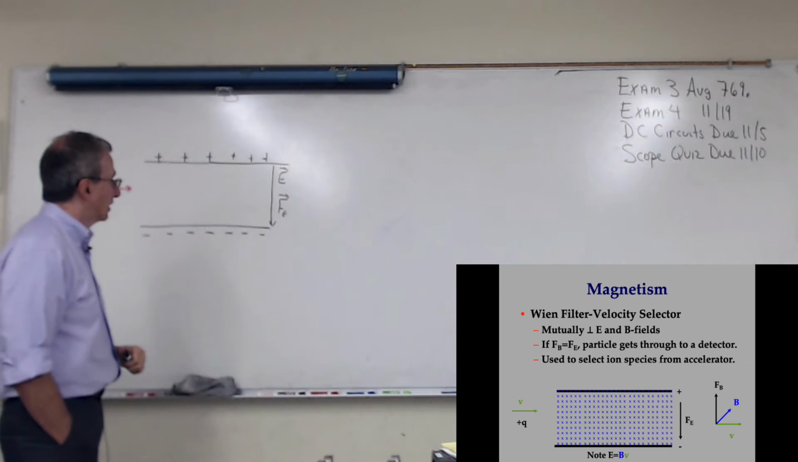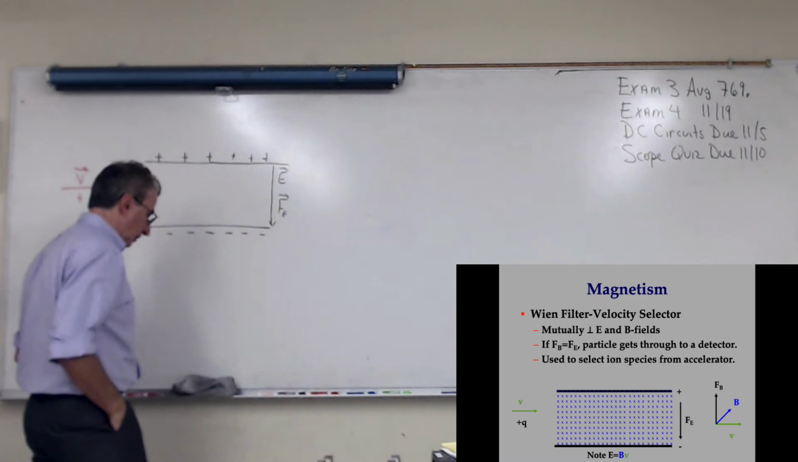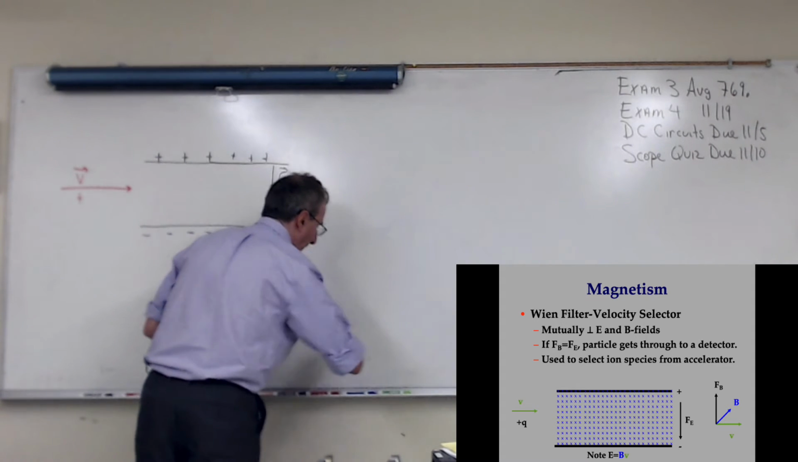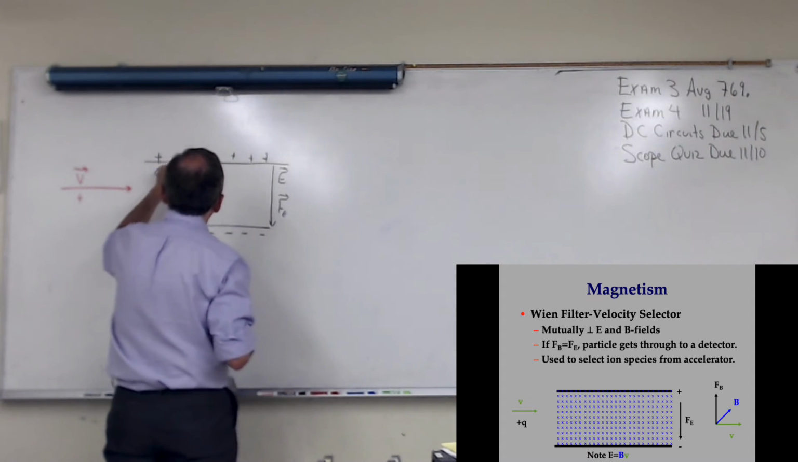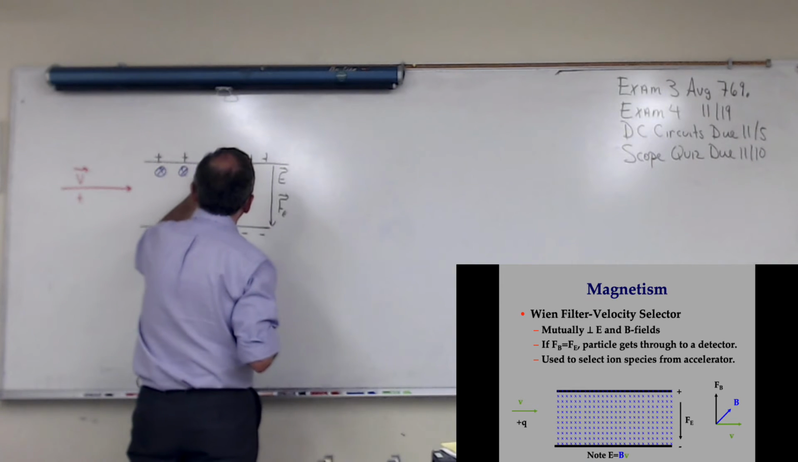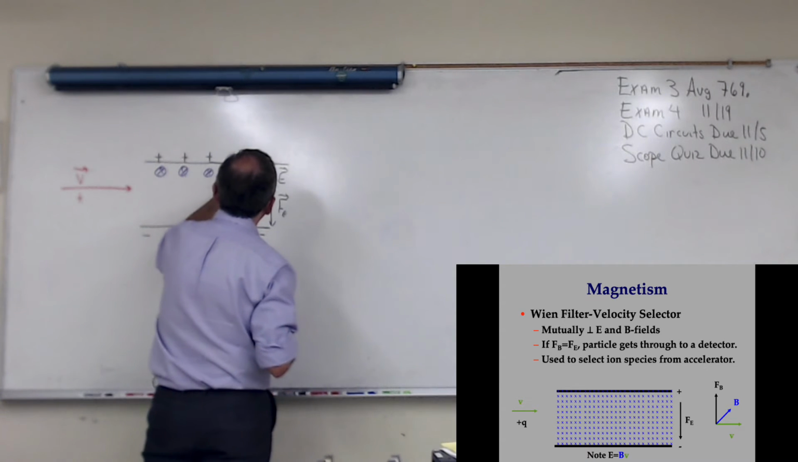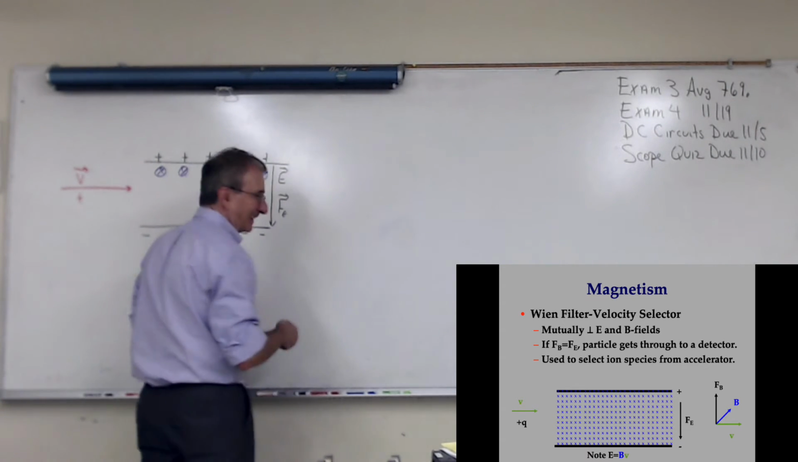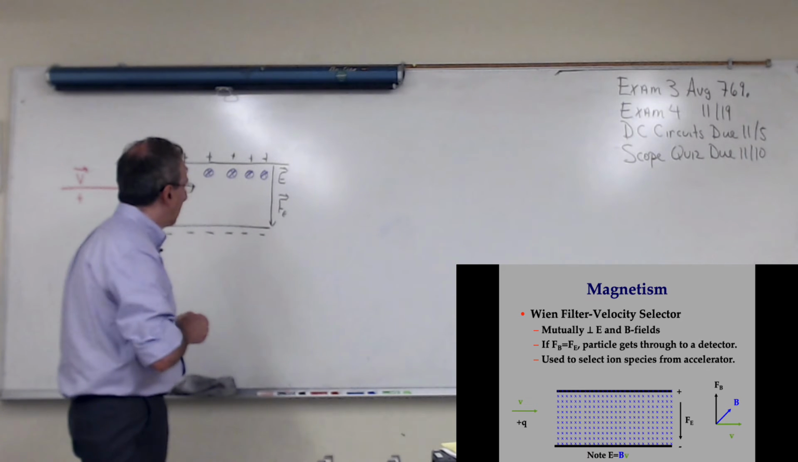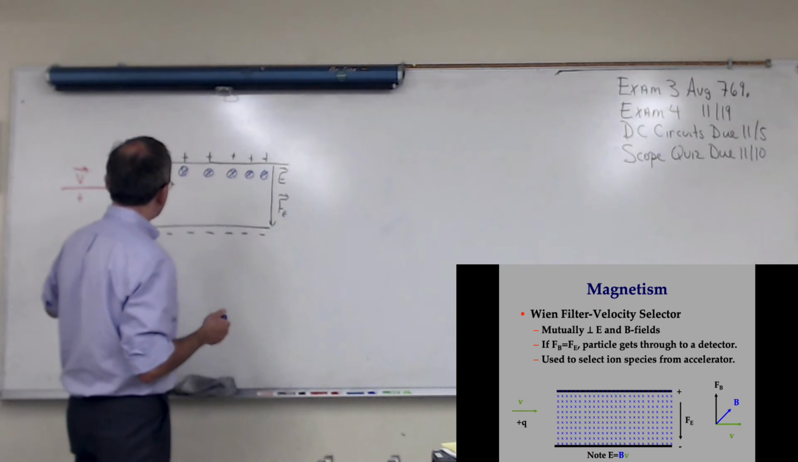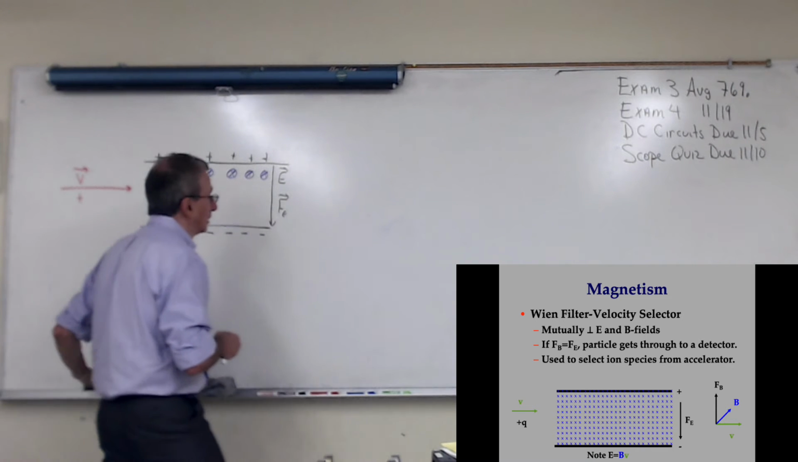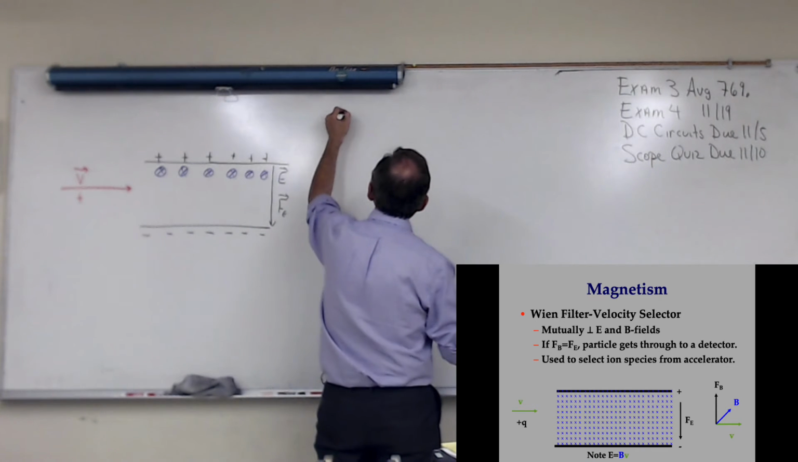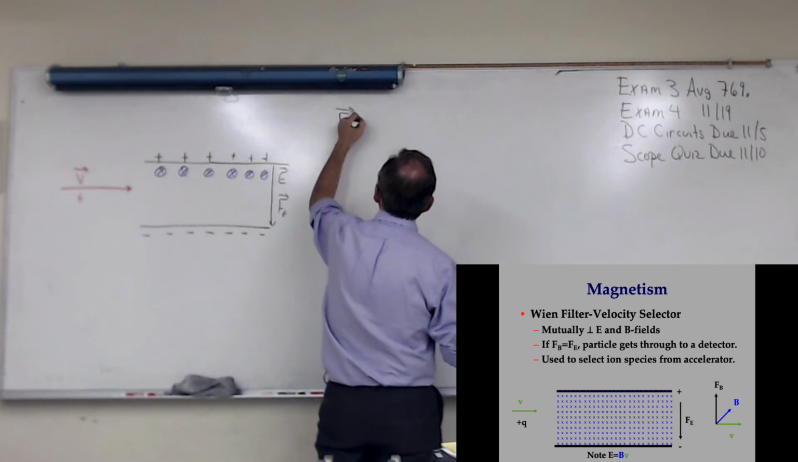Well, what happens if I introduce a magnetic field into the board and I adjust the magnetic field? So let's put a magnetic field into the board and let's make it uniform. If I have a charged particle in an electric and magnetic field, the total force on it is going to be given by the full Lorentz equation.